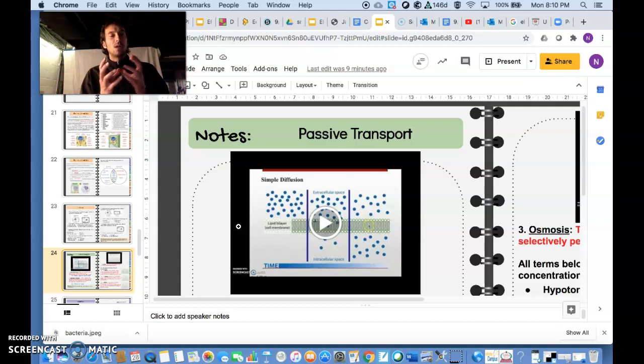So when we talk about cell transport, there are two major types. One is called passive transport, and one is called active transport. So there's two big headings, passive and active transport in cell transport. Passive simply means that the cell itself is not playing a role, right?